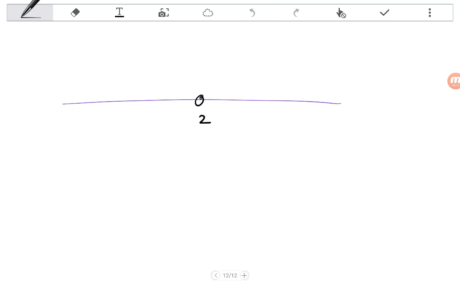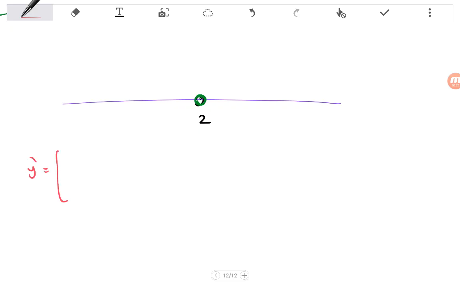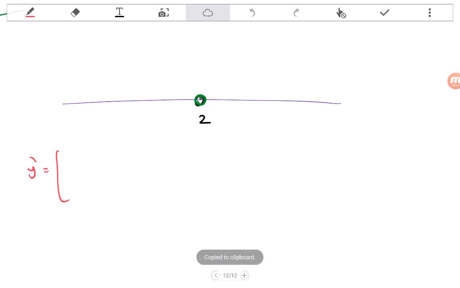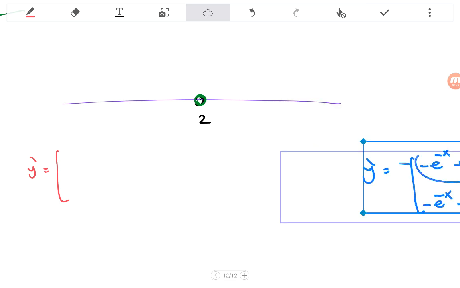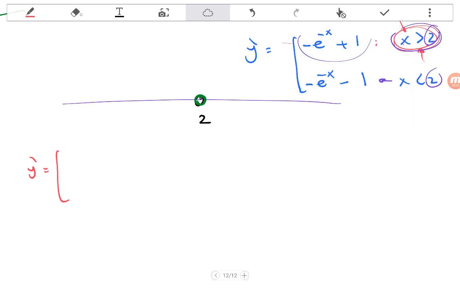Now we study the critical points. This 2, I will make it green, so we know that it is in the domain of the function. Now we study, remember, this is y dash. Y dash is equal to e to the minus x, minus e to the minus x. This is y dash.